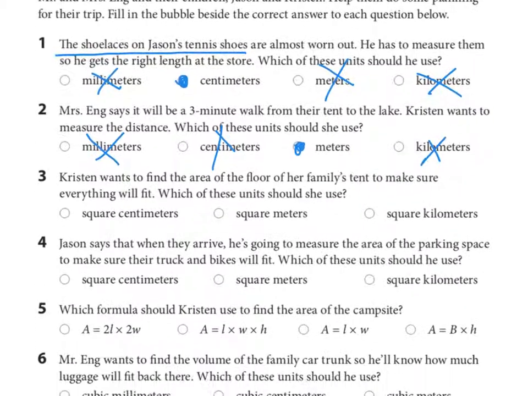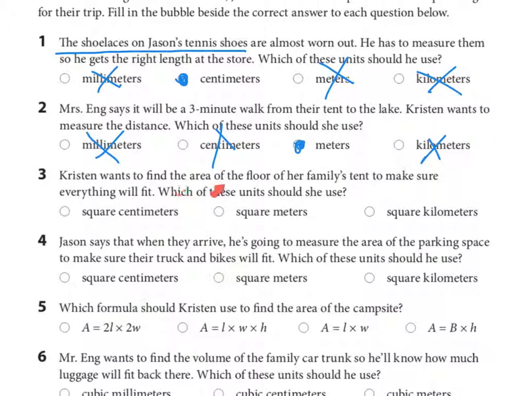Number 3, Kristen wants to find the area of the floor of her family's tent to make sure everything will fit. Which of these units should she use? So we're looking at the area of the floor of a tent where people sleep. Am I going to want to do square kilometers? No, that's way too big of a unit. Square centimeters sounds too small. Square meters sounds more accurate.